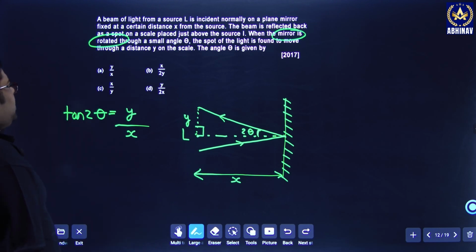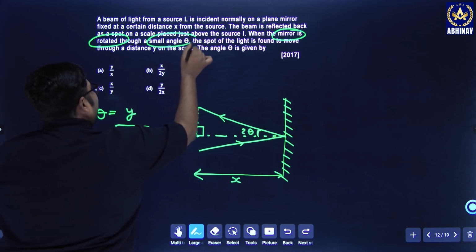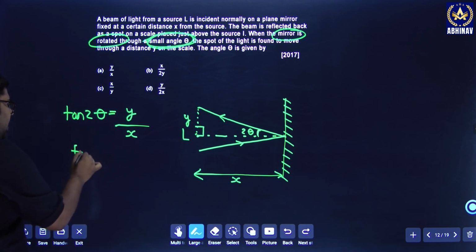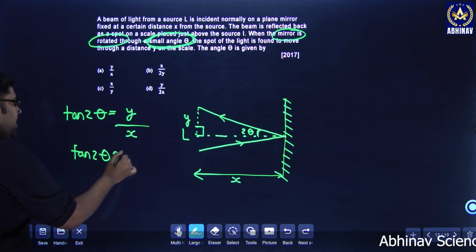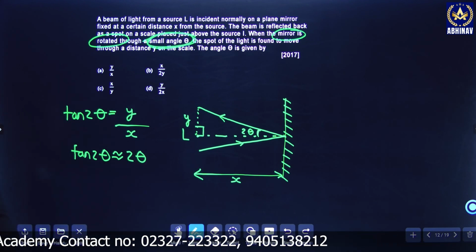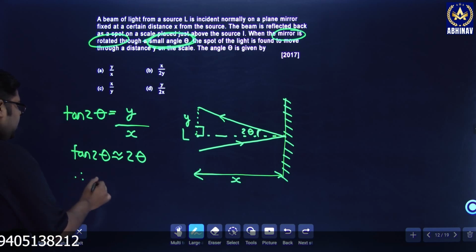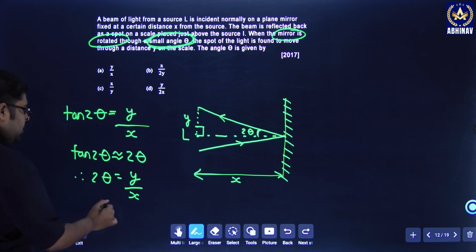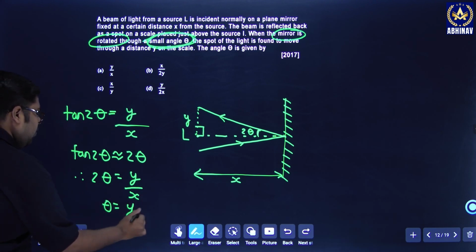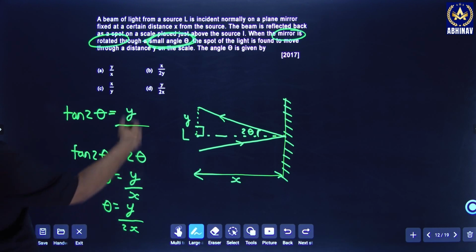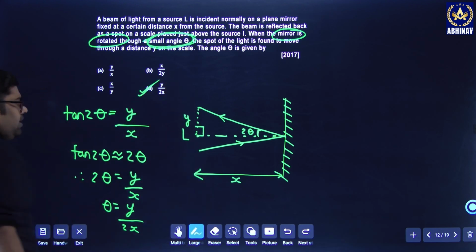Now, basic trigonometry we are going to use here. You are given that the angle theta is small. We know that when the angle is small, then tan theta or tan 2 theta can be approximately written as the angle itself. Here it is 2 theta, right? So twice theta is equal to y upon x. That gives us theta is equal to y divided by twice x. Yes, this option D is correct.